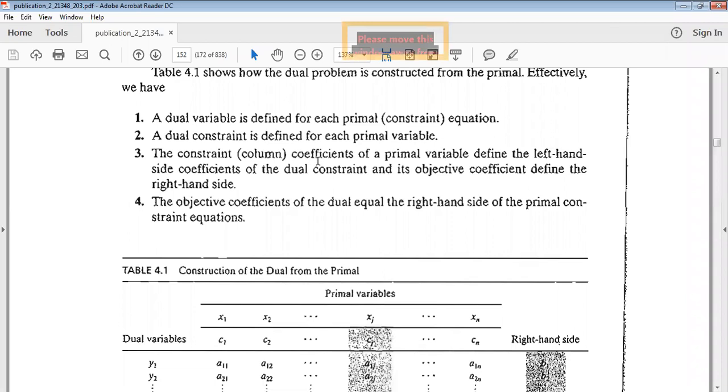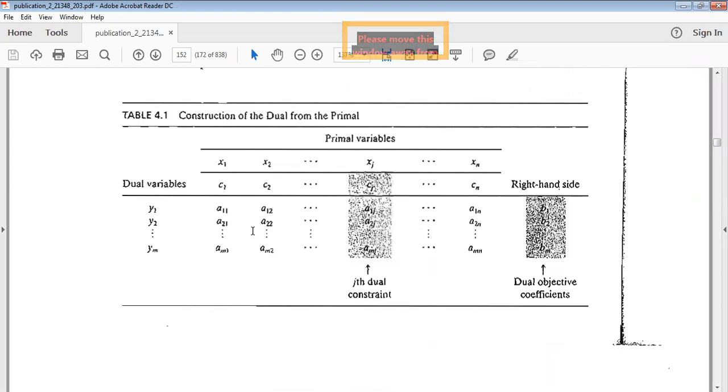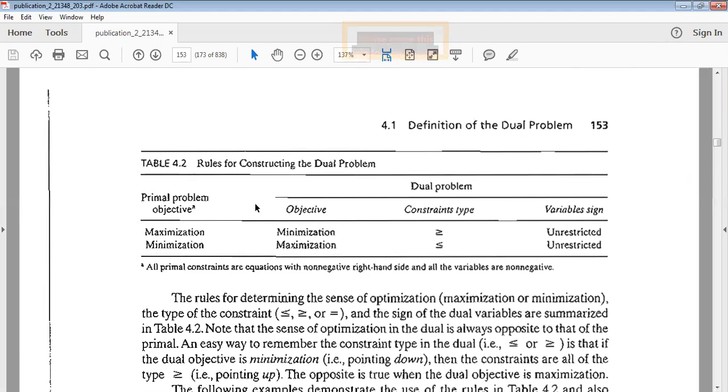The constraint coefficients of the primal variable define the left-hand side coefficients of the dual constraints, and the objective function coefficients define the right-hand side. So these are the steps to understand. The objective coefficients of the dual problem equal the right-hand side of the primal constraints. So you need not worry about this.